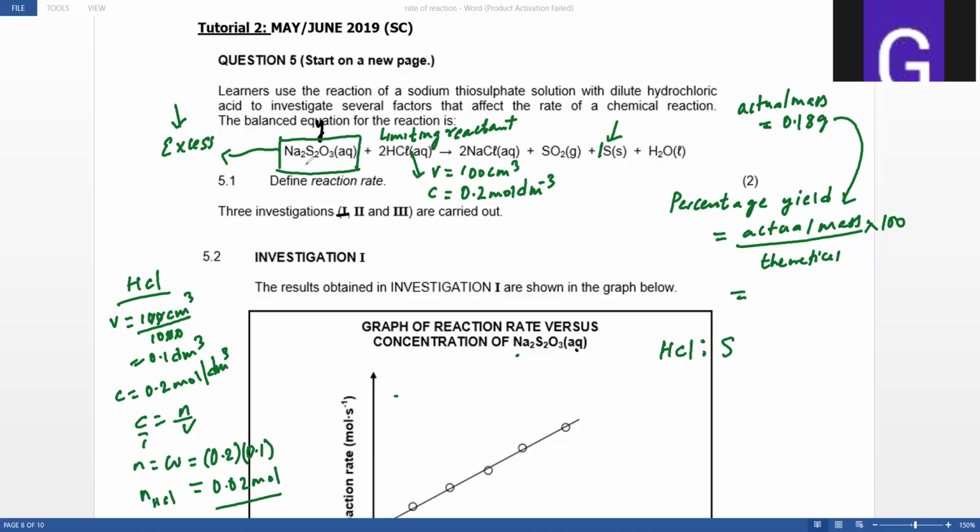Why not using sodium thiosulfate? Because it is in excess. It means this will be the reactant. So in terms of mole ratio, it shows that 2 mole of hydrochloric acid will produce 1. So it's 2:1. So what is the number of mole of hydrochloric acid? 0.02. So this is X, then we cross multiply. This is 2X equals 0.02. So we divide by 2, this will be 0.01.